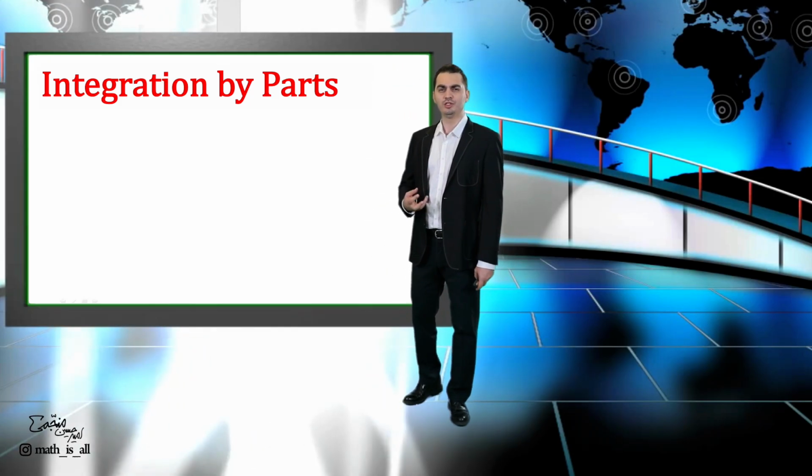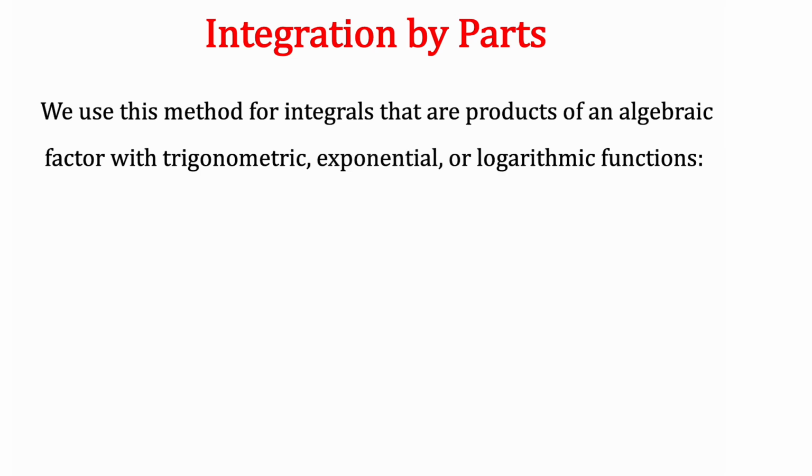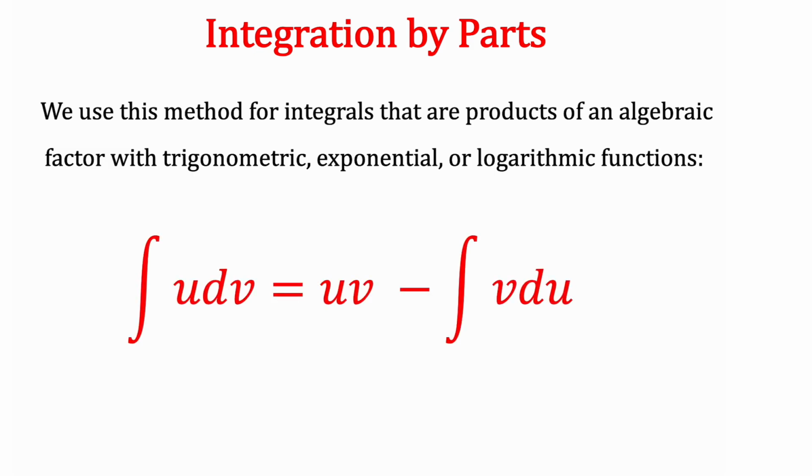Now let us look at a concise and relatively simple section together. Okay, let us see what it says. It states that we use this method for integrals involving the product of algebraic factors with trigonometric, exponential, or logarithmic functions. What does the rule actually state? It states the integral of u dv. What does this integral of u dv actually signify?